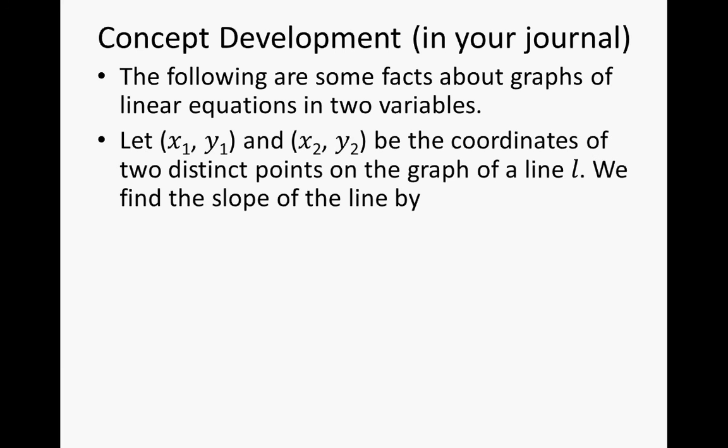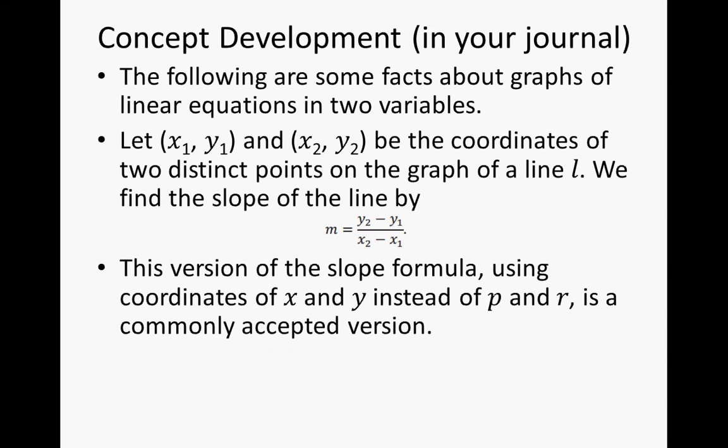Let (x sub 1, y sub 1) and (x sub 2, y sub 2) be the coordinates of two distinct points on the graph of line L. We find the slope of the line by the difference between y sub 2 and y sub 1 over the difference between x sub 2 and x sub 1. So this version of the slope formula, using coordinates of x and y instead of p and r, is a commonly accepted version.